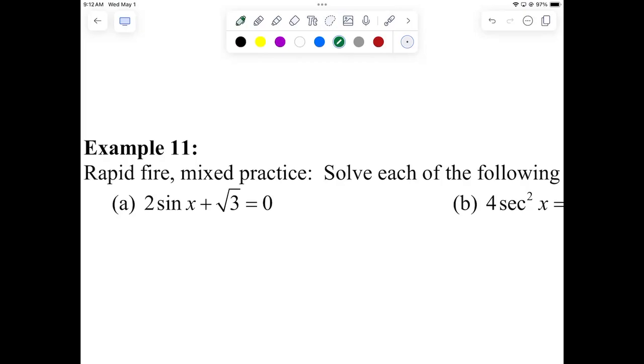Let's look at this one here. 2 sine of x plus the square root of 3 equals 0. So far, we've been jump starting all of our problems by getting everything equal to 0, haven't we? This one's already equal to 0. The whole point of getting something equal to 0 is to factor it. Is there any common factor here? No. So what do we do?